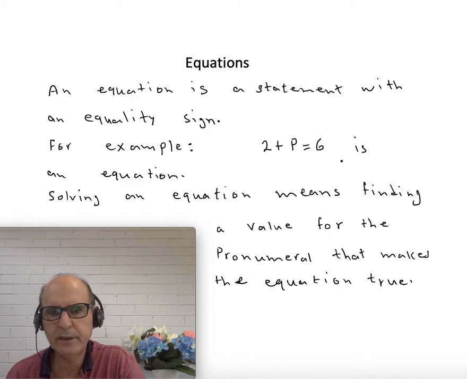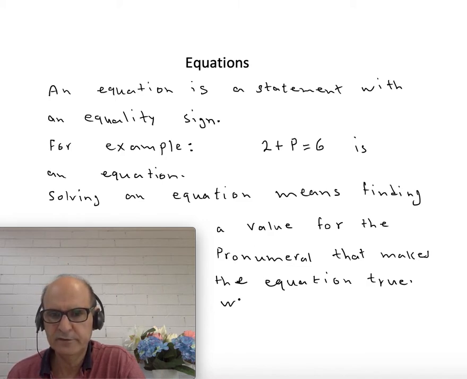For example, here 2 plus 4 becomes 6. So if we replace p with 4, then the equation becomes true. So p equal to 4 is a solution to this equation.